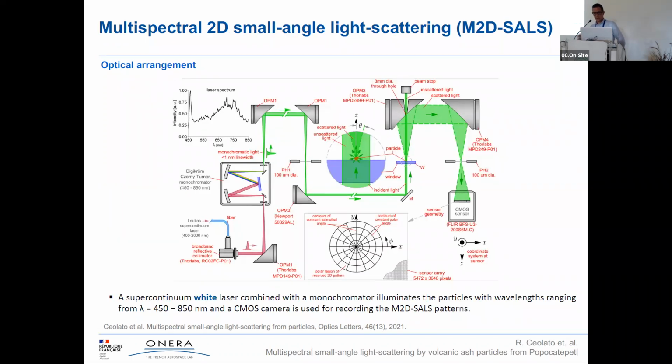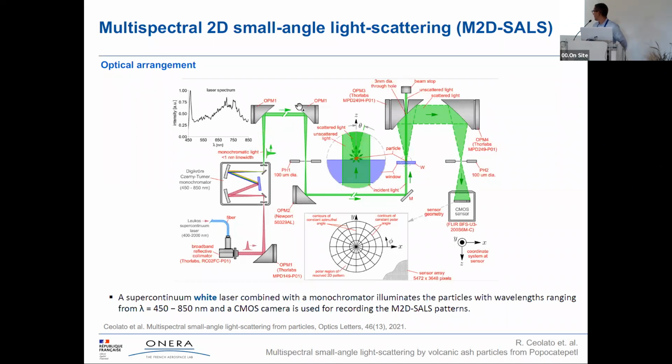So this is a typical arrangement that we developed in our lab with Kansas State University. We used a supercontinuum white laser to illuminate the particles. So this would be the supercontinuum laser that is going through a monochromator for spectral selection.